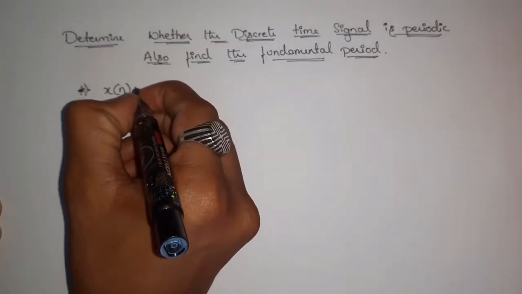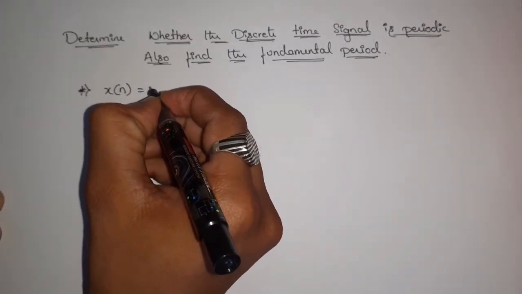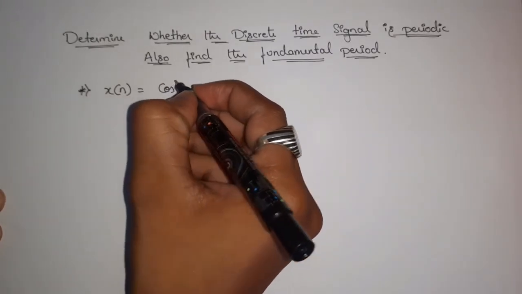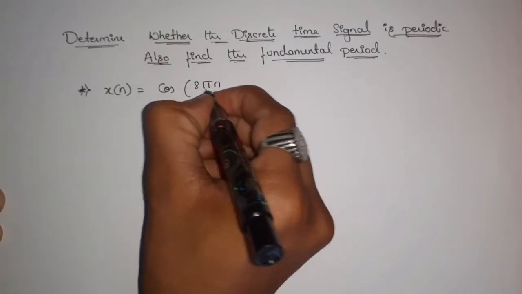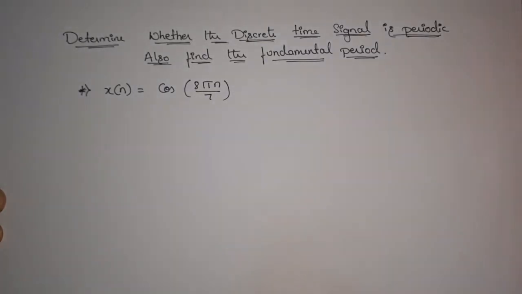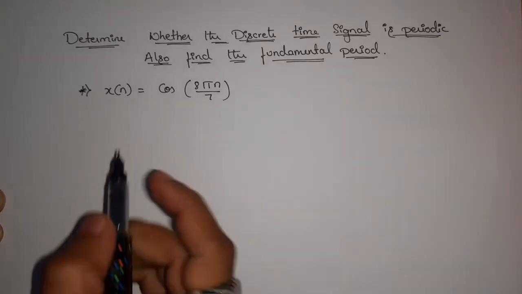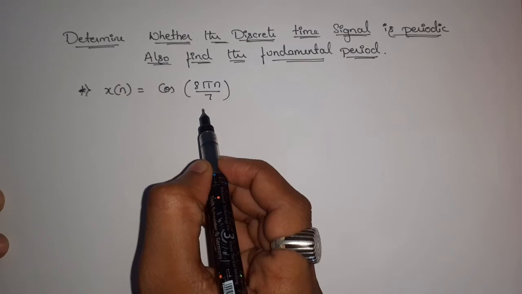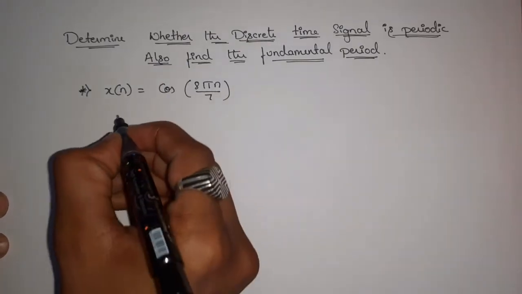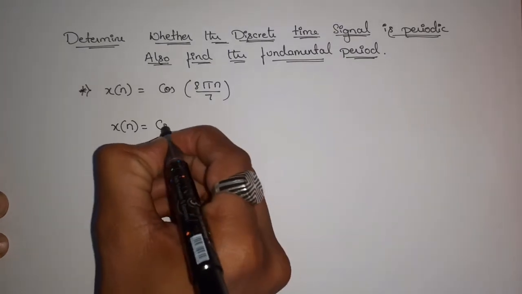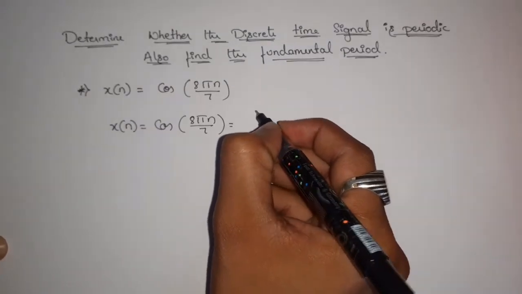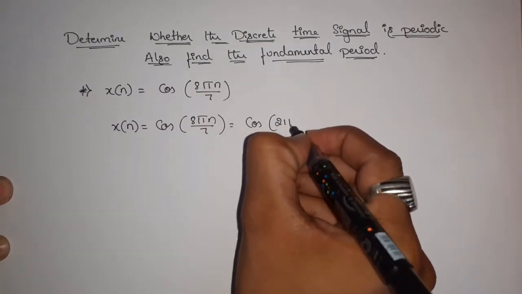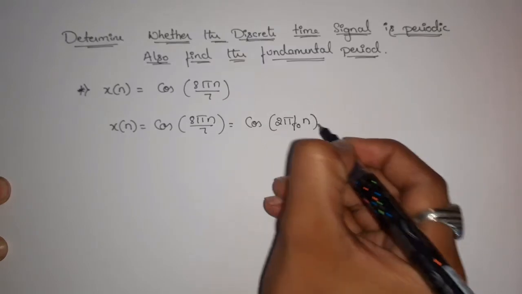x of n is equal to cos 8 pi n by 7. Since this is the given equation, we'll compare it with our basic cosine signal. x of n is equal to cos 8 pi n by 7, which is similar to cos 2 pi f naught n.